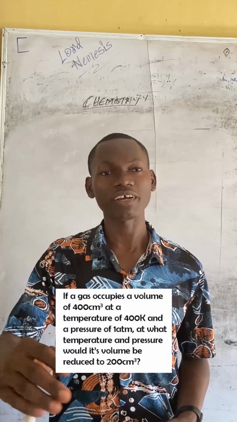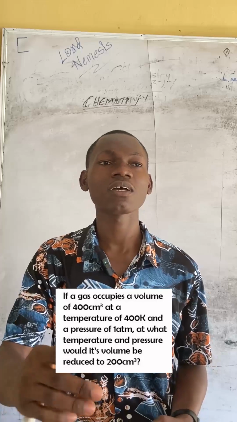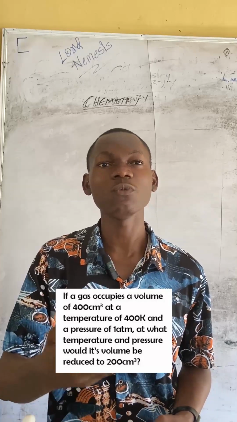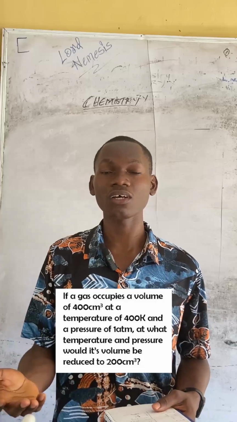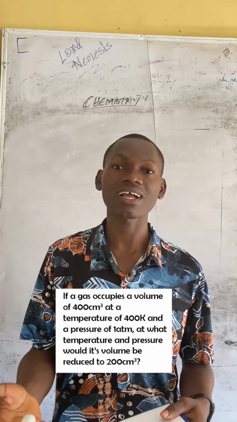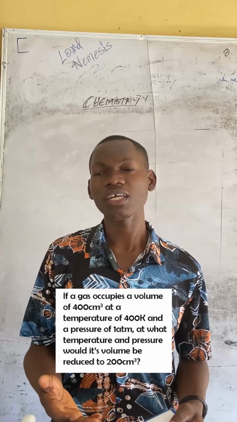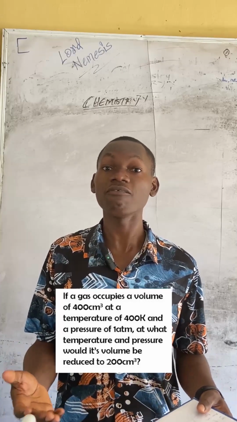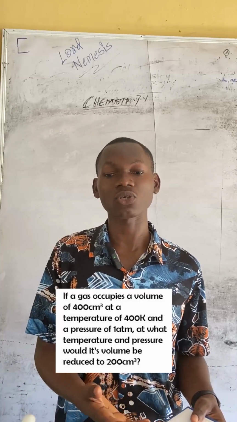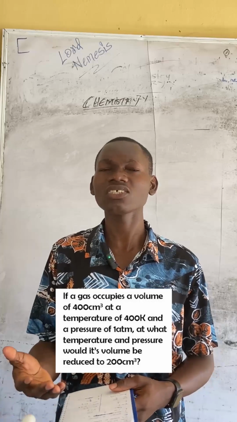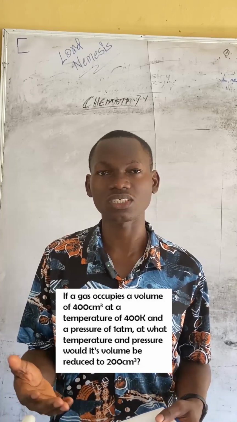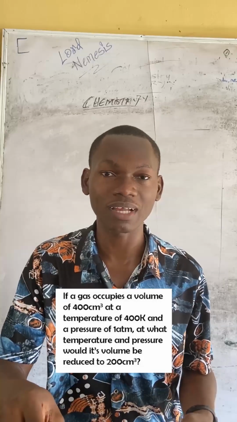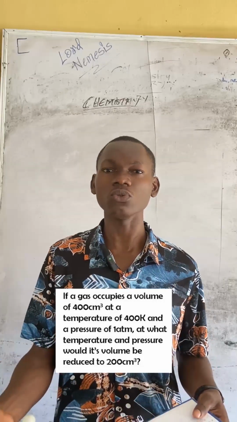Now, if you look at the question very well, we can find out that we have pressure, temperature, and volume in play. And you will be tempted to say that the formula to adopt is the general gas equation. But no, in this case, we have two unknowns, the final temperature and the final pressure. So we can't use the general gas equation because it is used for finding just one variable between the volume, temperature, and pressure. So what are we going to do?